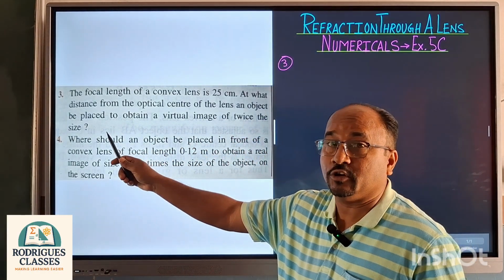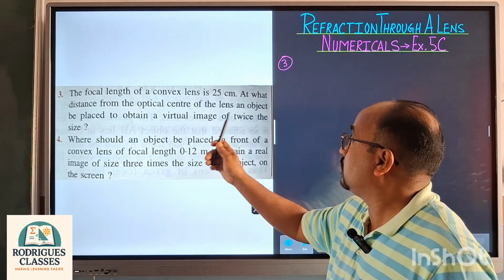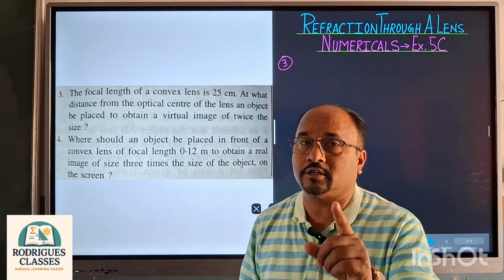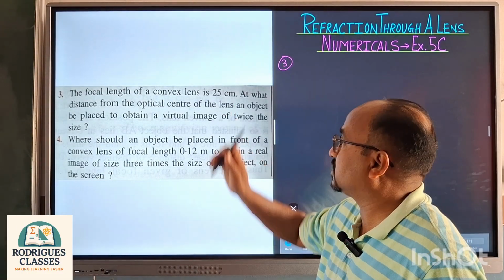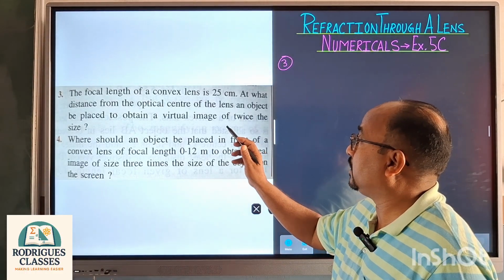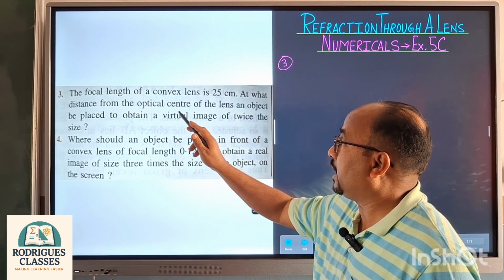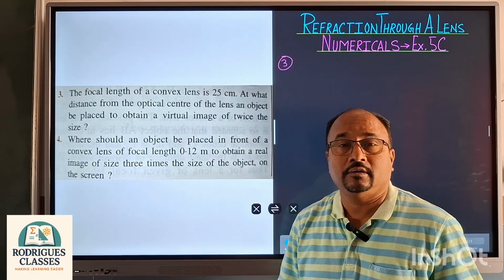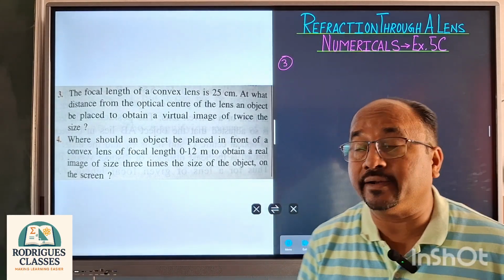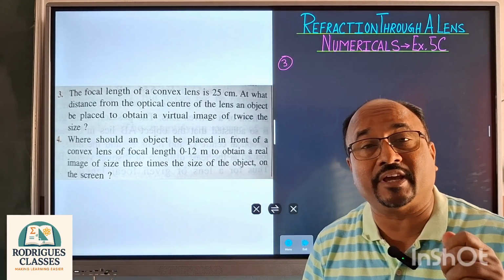It means we have to find U, the object distance, to obtain a virtual image of twice the size. If you look at the numbers, it seems that only the focal length is given, and we are asked to find the object distance. A very important piece of information is this "twice" part and this "virtual image." Twice is the value of the magnification, and this virtual image will tell you what sign the magnification will get.